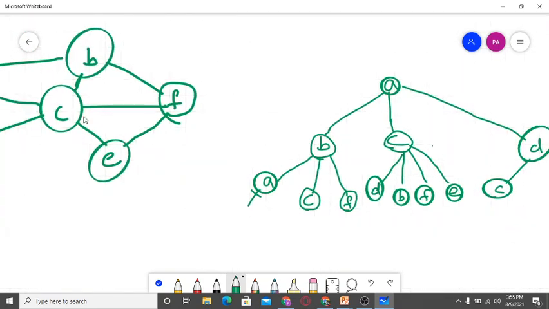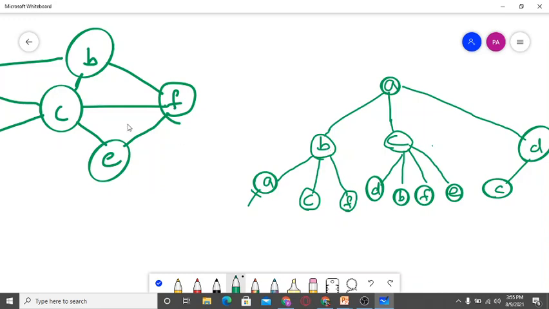If we go to A, then again I am elaborating this tree. From the C, where can I go, I can go to B, I can go to F, I can go to E, but the B I already visited. Okay, already I visited the B, so no need to go there.